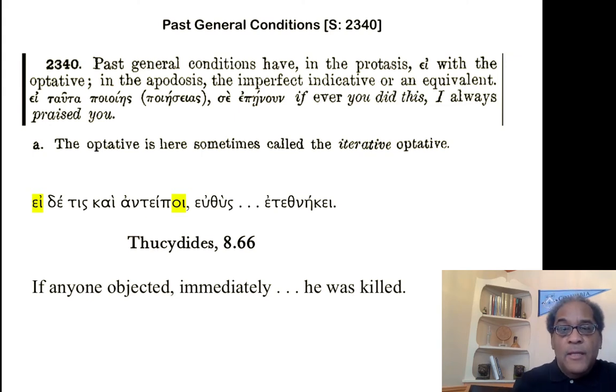So to take a literary example, ei tis kai antepoi, eutus etetneke. If anyone objected, immediately he was killed. Ei tis kai antepoi, eutus etetneke. From Thucydides, Book 8.